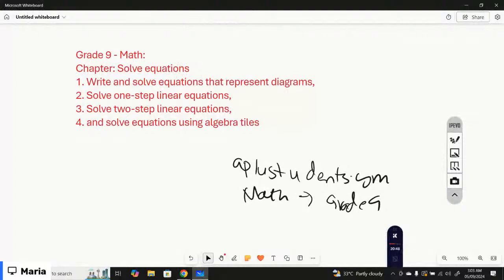The lessons we're going to cover today are write and solve equations that represent diagrams, solve one-step linear equations, solve two-step linear equations, and solve equations using algebra tiles, right? Please make sure you have your notebook and pencil so that you can note down examples and definitions as well.